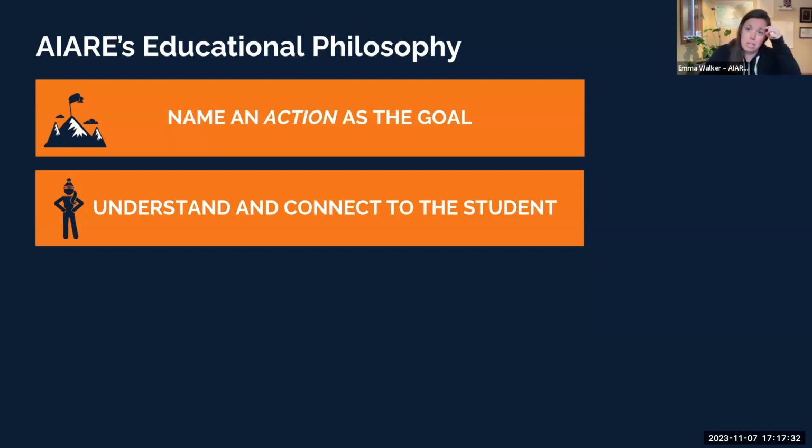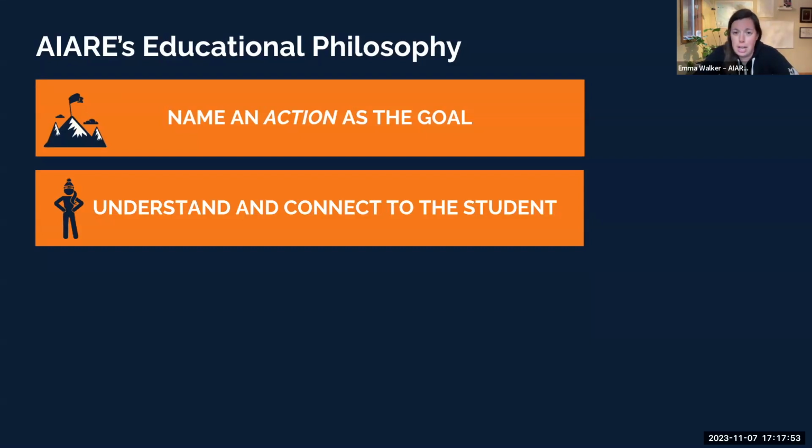Next, understand and connect to the student. This is a little bit of what I was talking about, how adults are interested in subject matter that has immediate relevance to them. But the next job is to understand where students are. So we're naming an action as the goal. We want to understand where students are in relation to that goal. Are they pretty close? Do they already have a lot of the information they need to get them there?